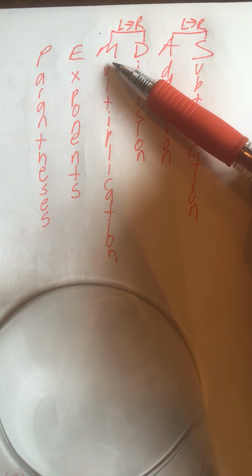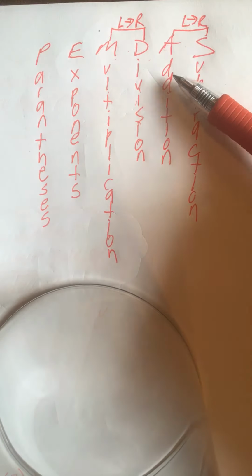So sometimes D does come before M, just like addition and subtraction. Sometimes subtraction will come before addition. It's all what comes first. However, addition and subtraction always comes after multiplication and division. Okay, and this is how we would begin to work through and simplify an expression.